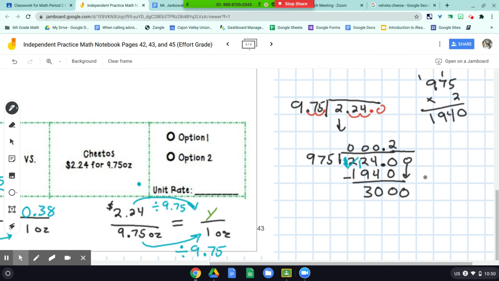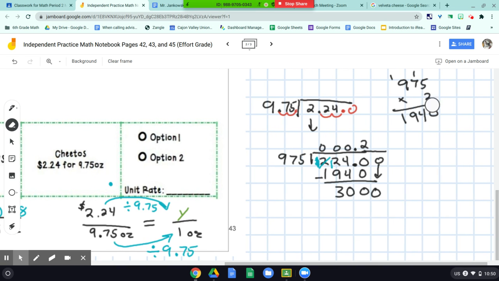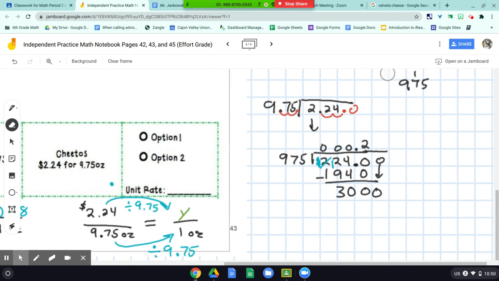How many times does 975 go into 3,000? Well, I'm going to guess 3 times. So I'm going to get 975 times 3. 5 times 3 is 15. 7 times 3 is 21, plus 1 is 22. 9 times 3 is 18, plus 2 is 20.